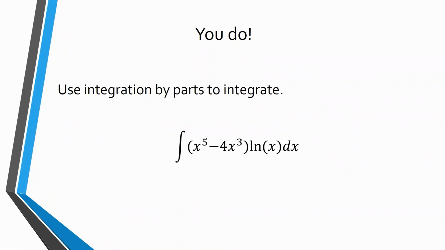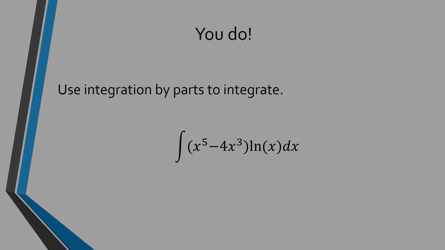I would like you to try this problem on your own. We have a polynomial times natural log of x, and you're going to use integration by parts to integrate. Push pause on the video, try it on your own, and in the next video, I will show you how it's done.